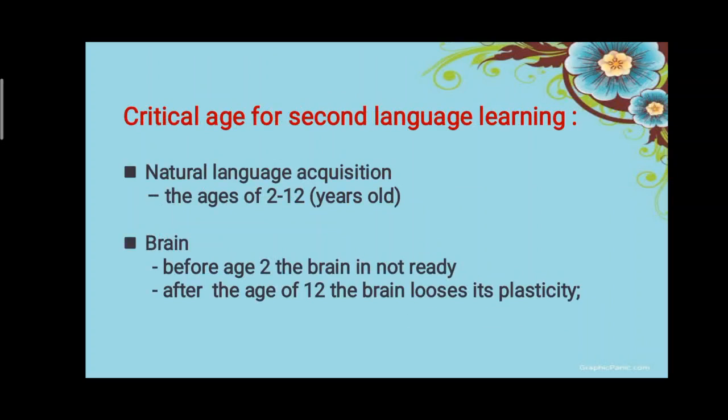Natural language acquisition is from the age of 2 until 20 years old, and before age 2, the brain is not ready, because the children just say ba ba ba, mama mama, babbling. But it is golden age also. After the age of 20, the brain loses its plasticity, because it becomes adult.